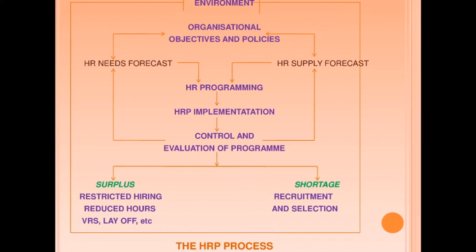At the same time, if surplus is there, then we can go for steps like not replacing employees who leave, offer incentives for early retirement, offering them a voluntary retirement scheme, transfer or deploy excess employees to some other departments, use available slack time for training them, reducing their work hours, laying off employees, providing them training and development. And we can say that the whole process is influenced by the environment, both the macro as well as the micro environment.